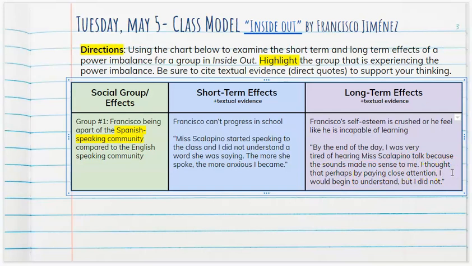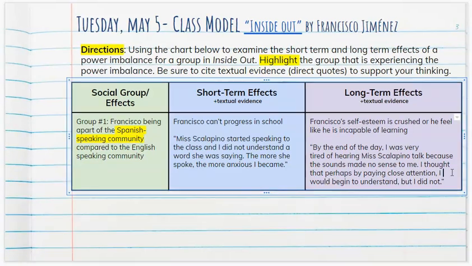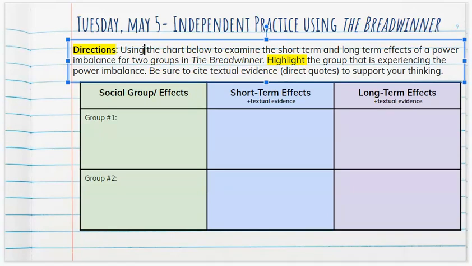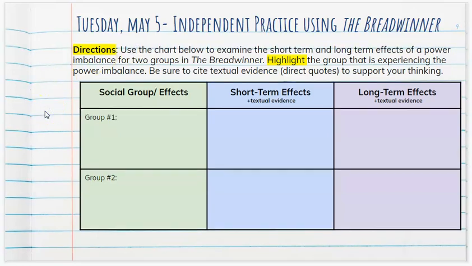And if he's feeling this way over and over at the end of every single day, he's going to start not trying to pay attention at all. And he's going to feel like he can't learn anything. So today, you're going to do this same exact work using The Breadwinner. The directions say, using the chart below, to examine the short-term and long-term effects of a power imbalance for two groups in The Breadwinner. Highlight the group that is experiencing the power imbalance. Be sure to cite textual evidence, direct quotes, to support your thinking.